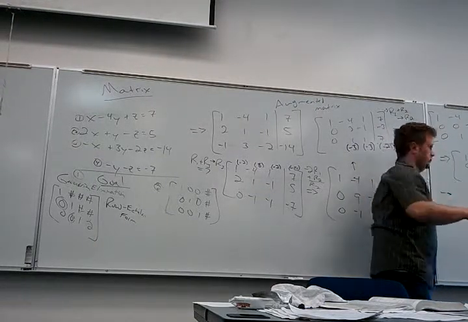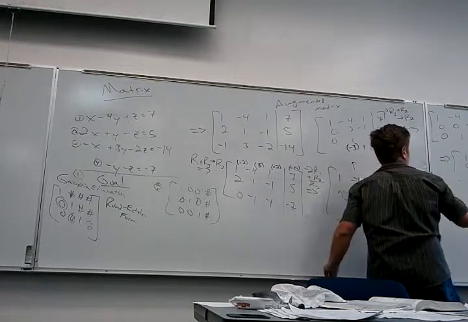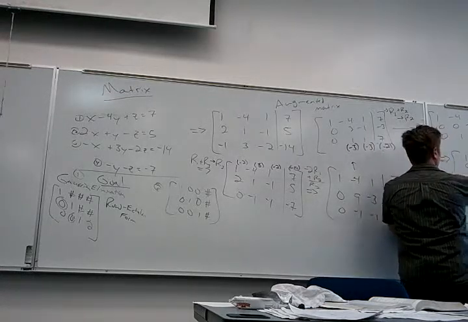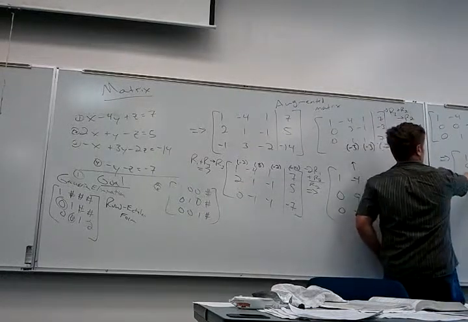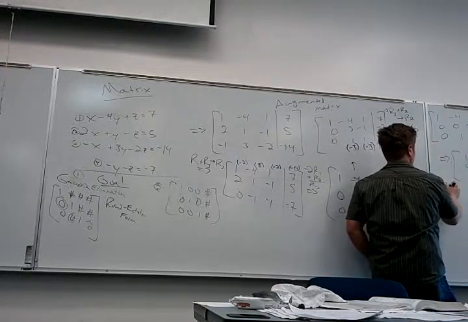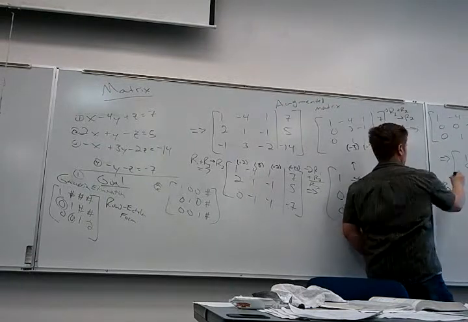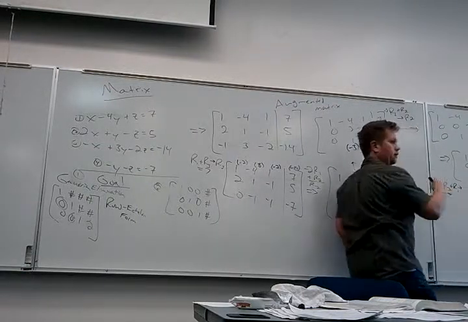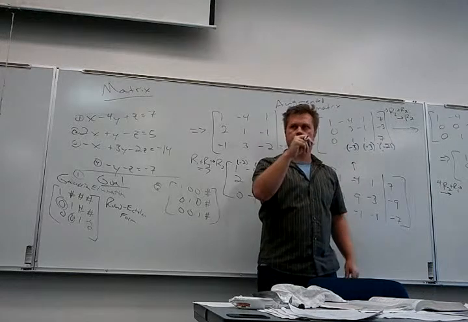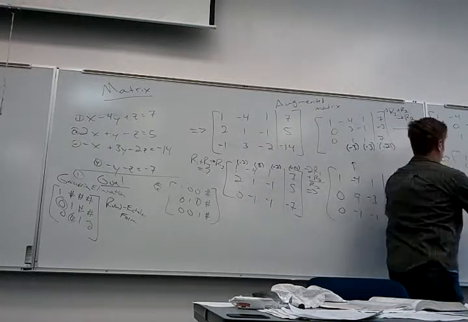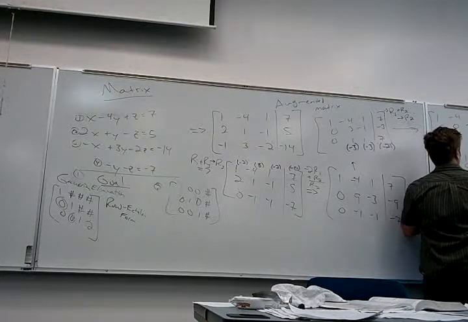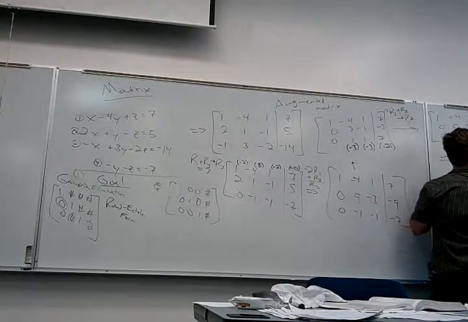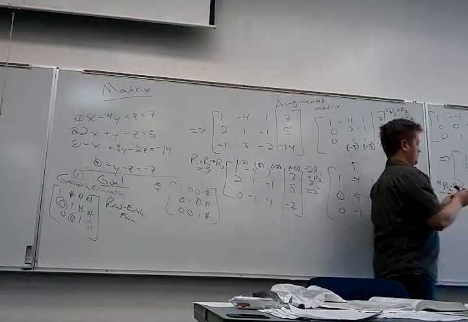Maybe. So, what do I want to do to kill that negative 4 there? Yeah, I want 4 times row 2, plus row 1, and put the answer where? Row 1. Because I want the 0 to show up here. So this will be 4, 4, 28.